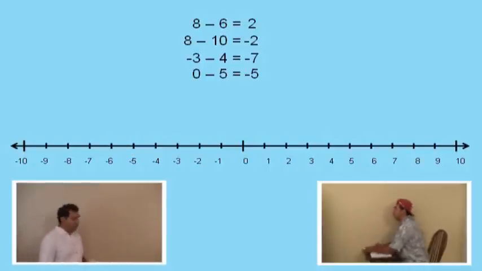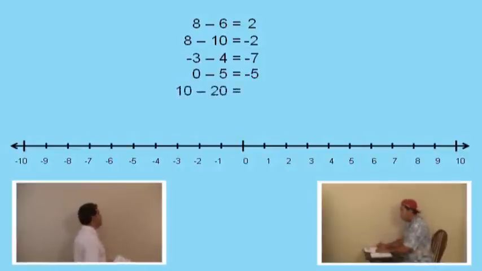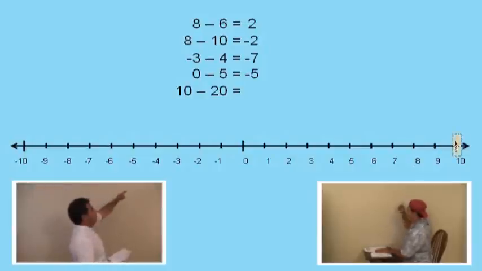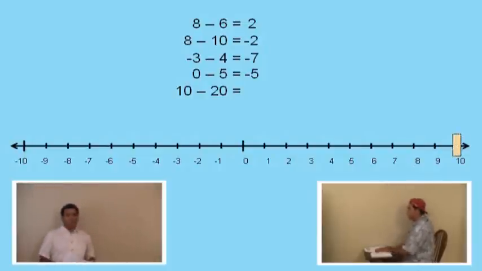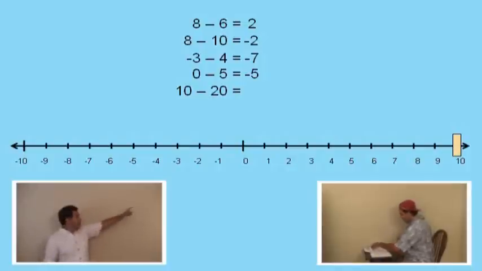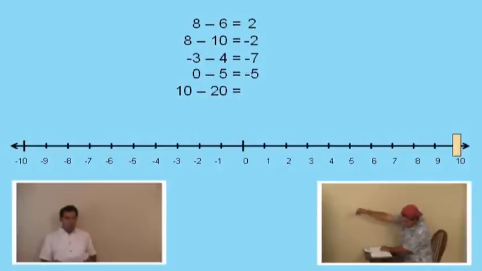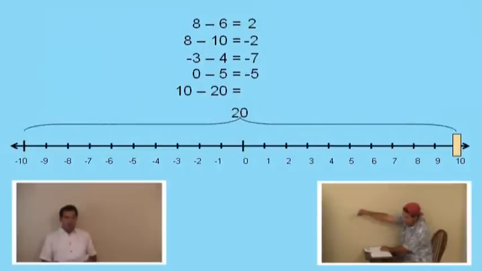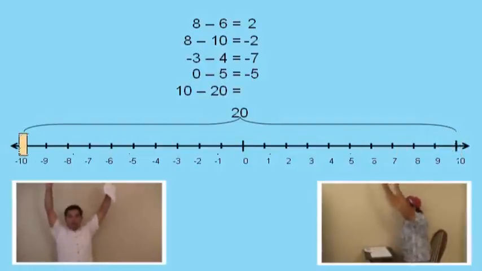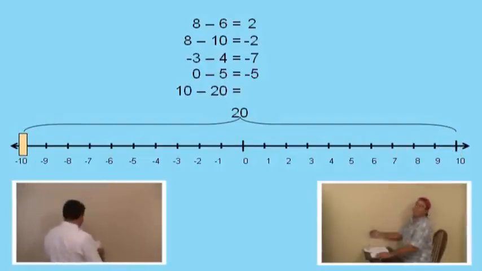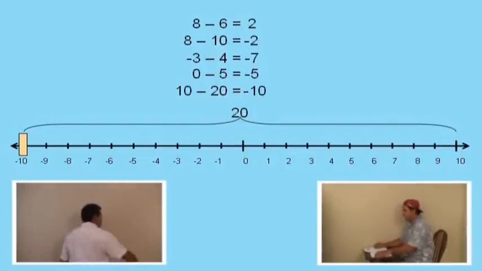Okay, Charlie, we've got one more problem here. We're going to start at 10. So on this number line, we're over there at the 10. Okay, Charlie. So at that 10, you're going to move which way? From there, you're going to move left. How far? Okay, 20. This is a long move, right? Okay, 20. Go ahead and hold your hands up. Ready? Here we go. All right, we're there. We're there at negative 10. So that is your answer there.